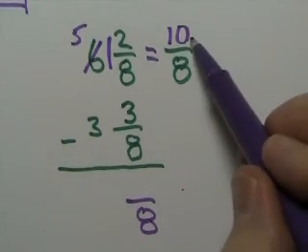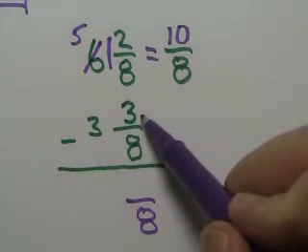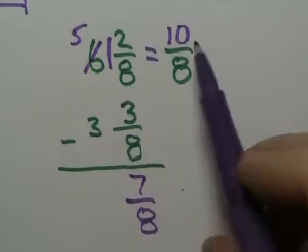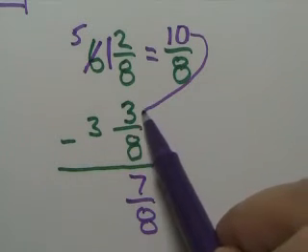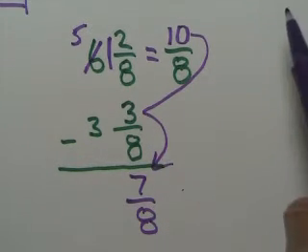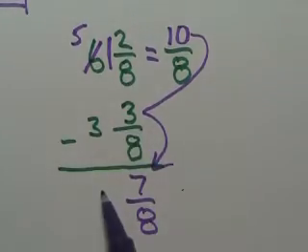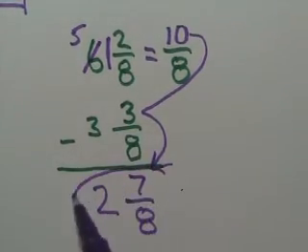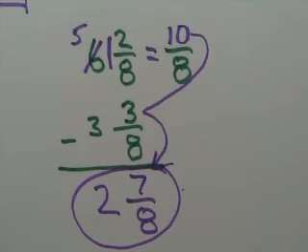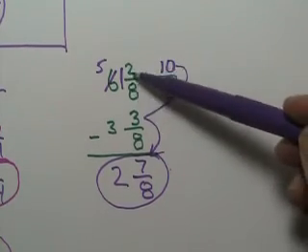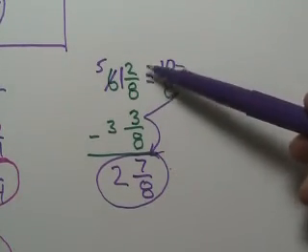Okay, so now I have 10 minus 3. 10 minus 3 is 7. If you want to, you can draw lines. 10 take away 3 is 7. And then I have 5 minus 3. Well, that's 2. And there's our answer. So again, when you borrow 1, just add the two numbers together. That's a shortcut way.